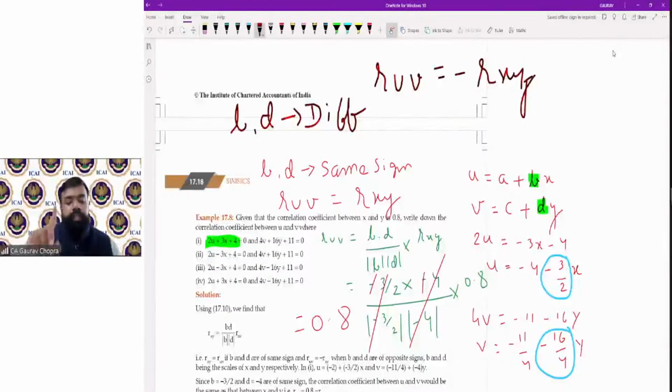तो डायरेक्टली यू कैन कैलकुलेट दिस, B और D का साइन सेम है, then it will be same result. If sign is different, then you can put negative sign. Okay. But always arrange first.